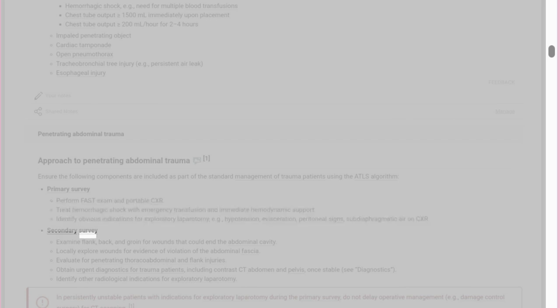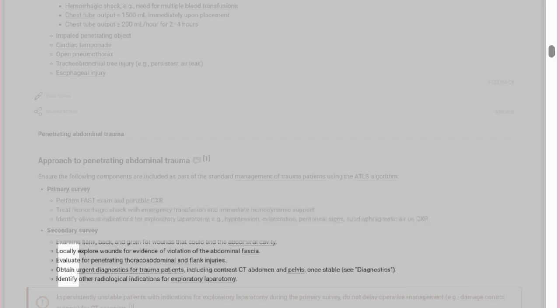Secondary survey: examine the flank, back, and groin for wounds that could enter the abdominal cavity. Locally explore wounds for evidence of violation of the abdominal fascia. Evaluate for penetrating thoraco-abdominal and flank injuries.